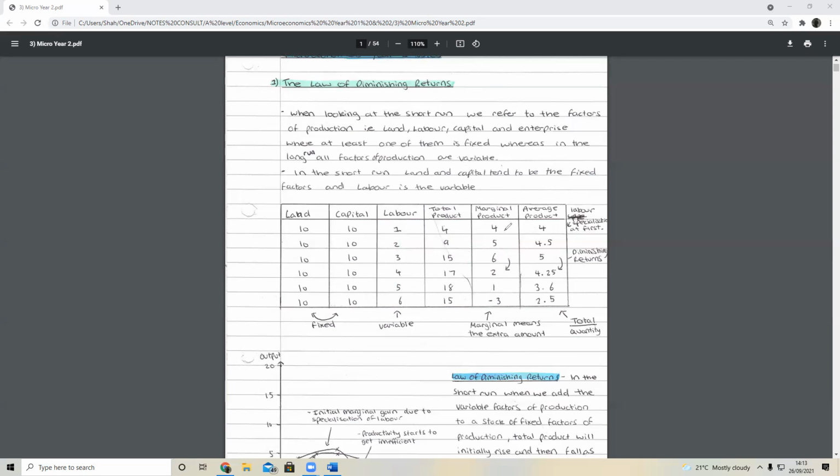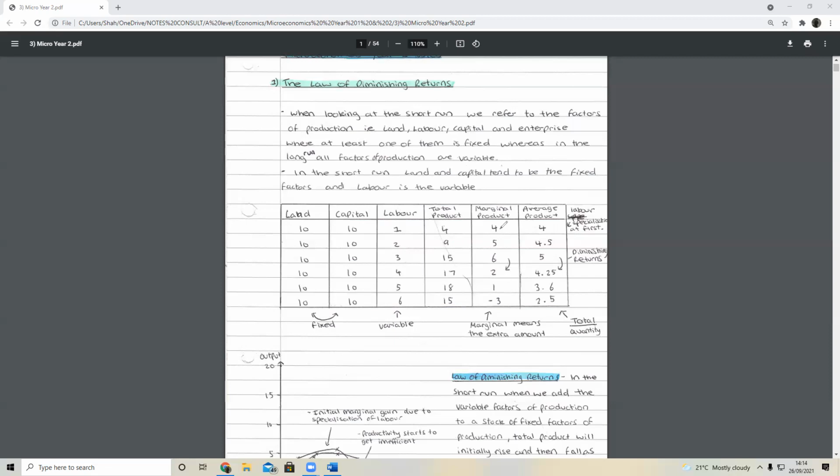So initially the marginal product of adding one more worker increases. So the marginal product is basically telling us what each worker is producing on top of the last worker. So it went from 4, 5, to 6, and now it's decreasing to 2, which is where the diminishing return sets in.